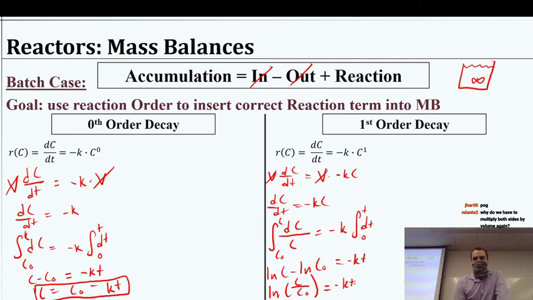Now, I have a question from the chat asking why do we multiply both sides by volume again? And the reason I'm writing that out, even though I'm just canceling it out a moment later, is because when we get to the CSTRs, we should write it out, and we don't have the ability to cancel it right away because we're looking at this reaction in a specific volume.